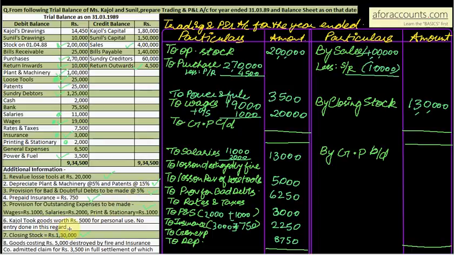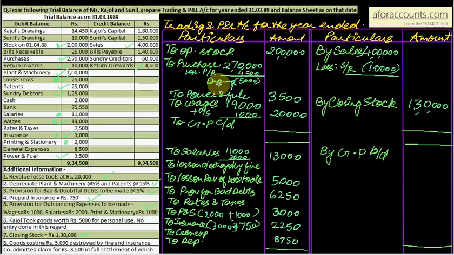Now, Kajol took goods worth rupees 5,000 for personal use. No entry done in this regard. Means goods personal use के लिए लेके जा रहे हैं. So that is drawing. So that you will have to deduct the drawing. So less 5,000 will be your drawing. See, 2,70,000 minus 4,500 is purchase return. So you get 2,65,500 minus 5,000 is in your drawing. So minus 5,000 again for drawing.